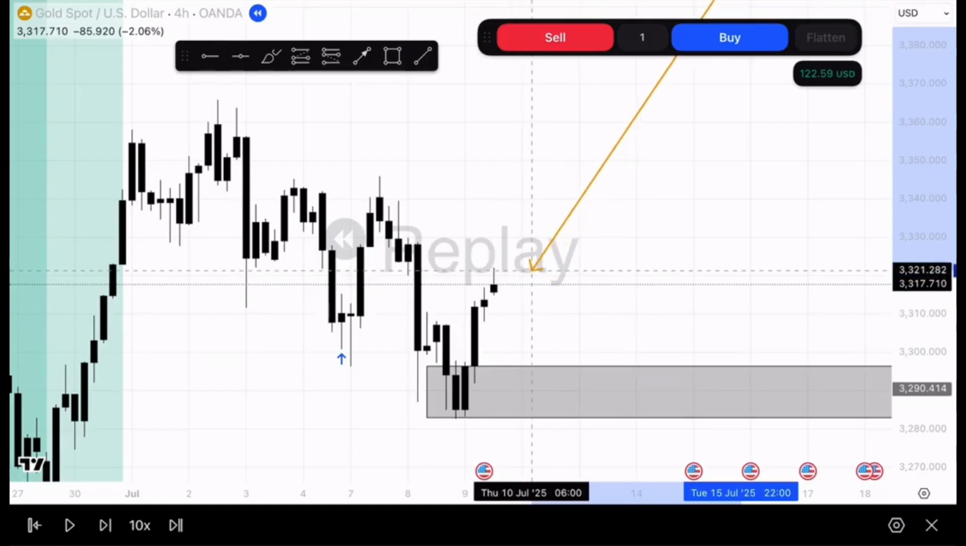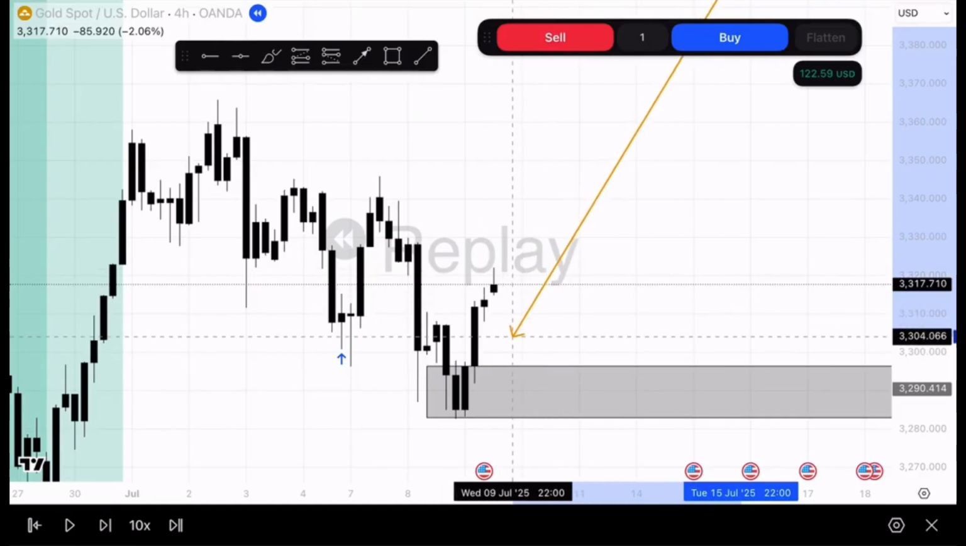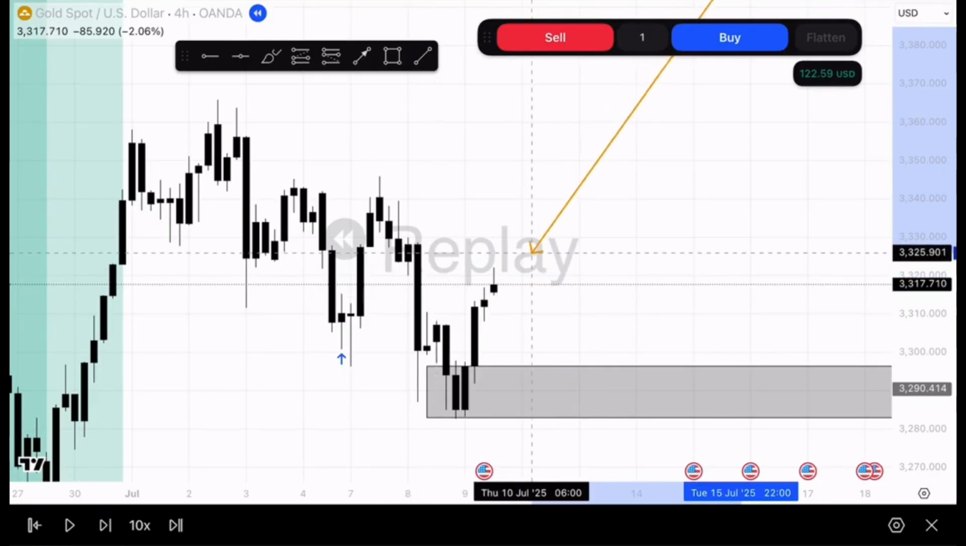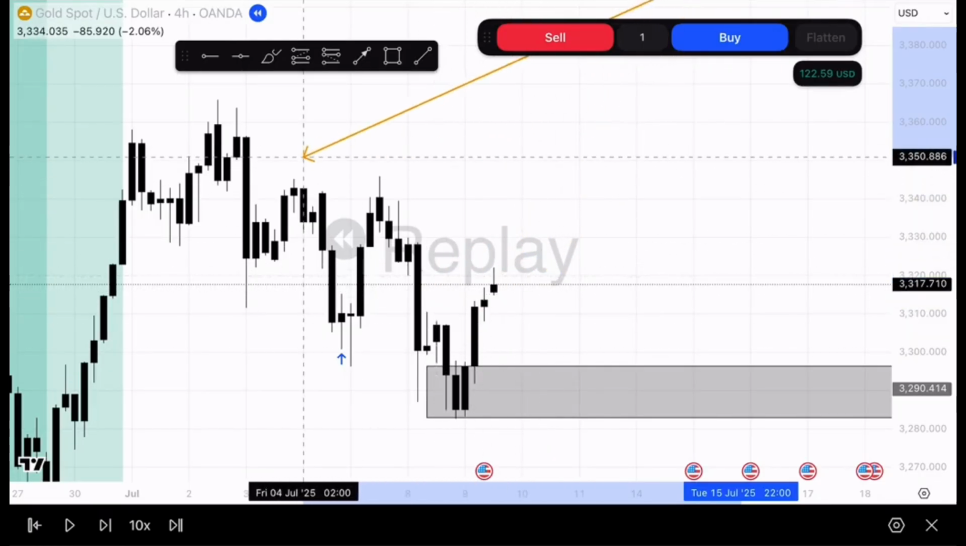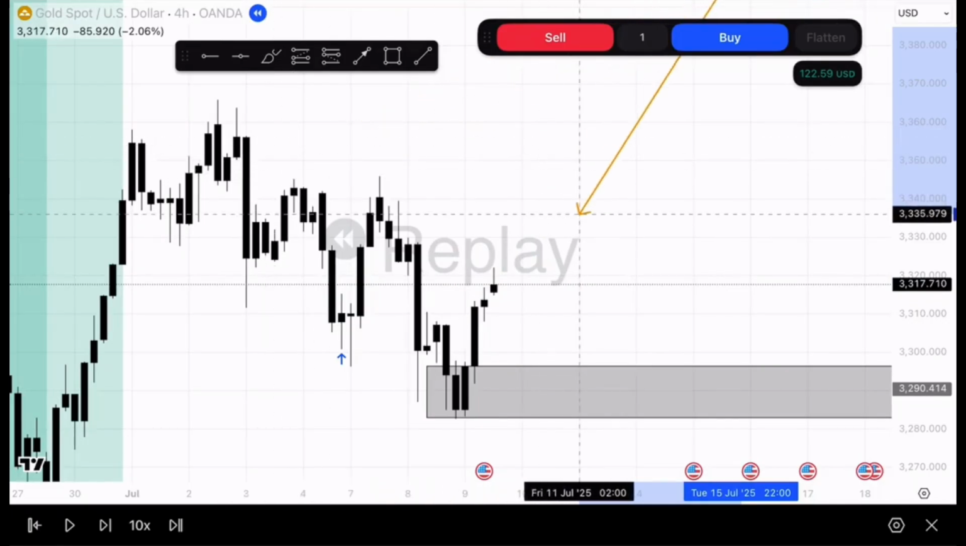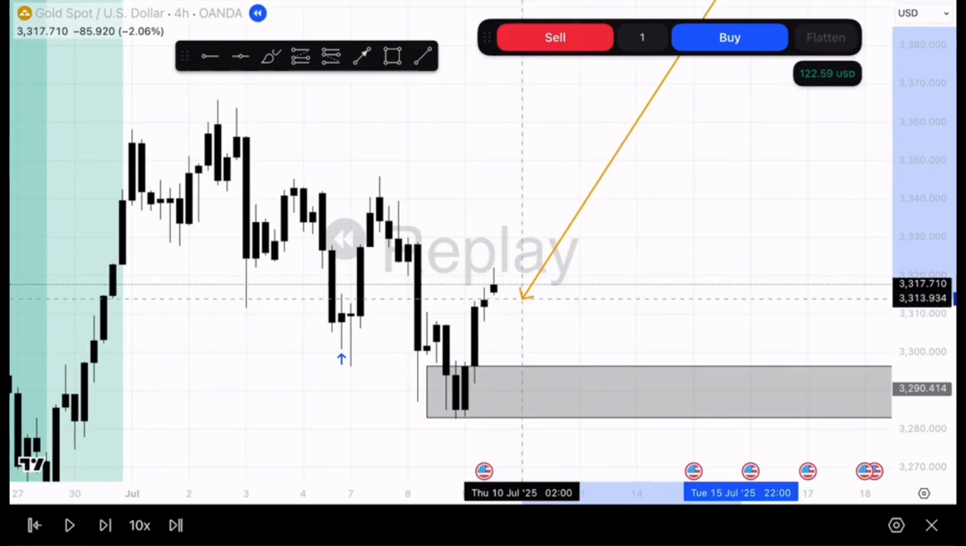You know why? Because market has to cover this. It has to cover this. You see a gap right here. Look at this candle covering this gap. Gaps are your best friend. Eventually, this is going to get covered. Gaps are your best friend in the market because think of it like this.